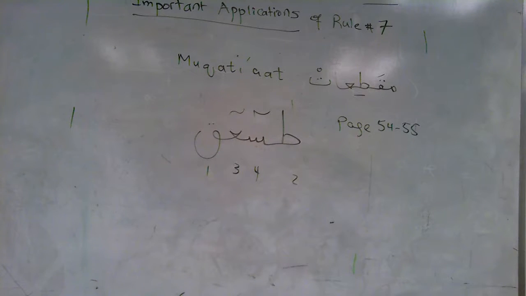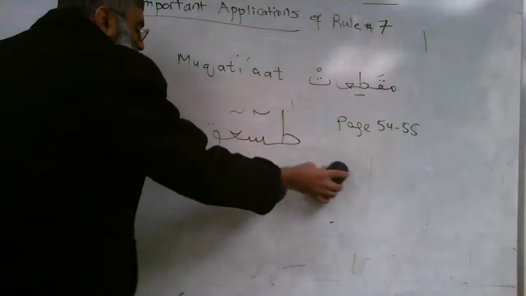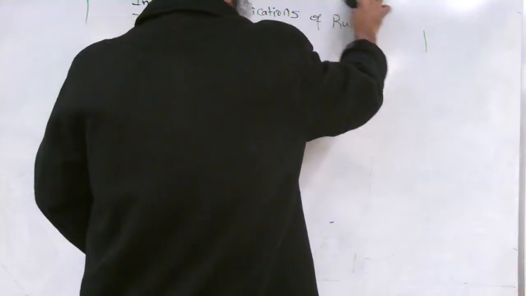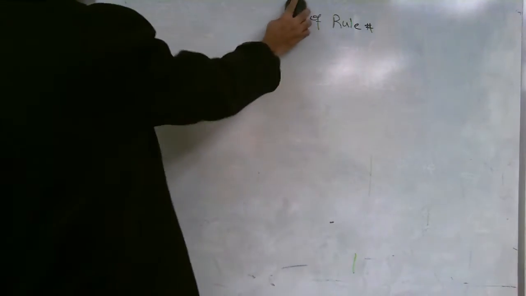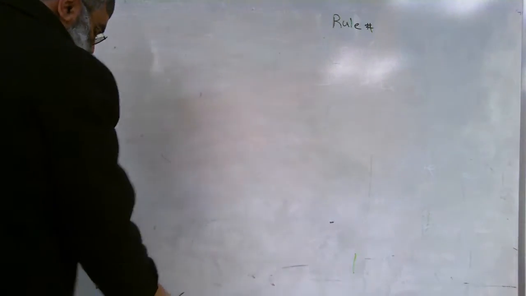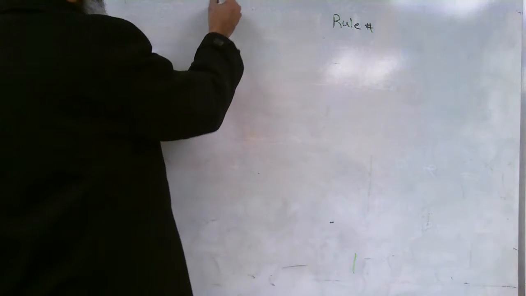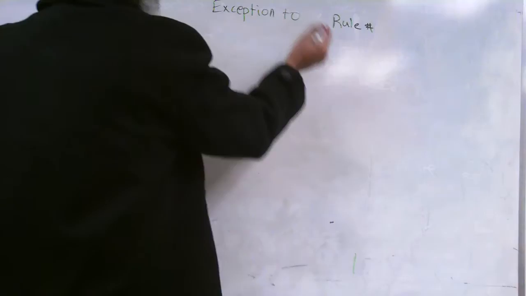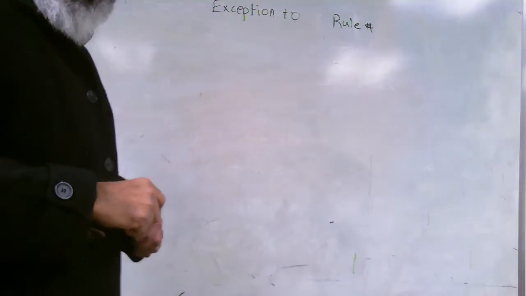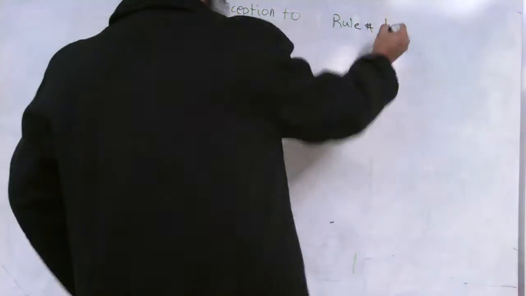The next important lesson is the exceptions to certain rules. We'll work on those exceptions now. Exceptions to, for example, we'll start with exceptions to rule number 1.